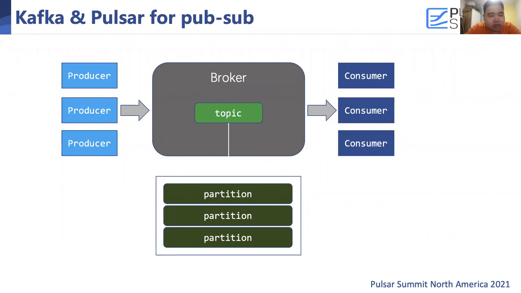First, let's look at Kafka and Pulsar for the pub/sub scenario. In this scenario, they have much in common. Producers publish messages to a topic. Then consumers can subscribe to a topic. After that, they can receive messages from the topic. Usually, a topic could contain many partitions. Each partition can be processed in parallel. And Kafka and Pulsar both have brokers. A broker is responsible for managing these topics.